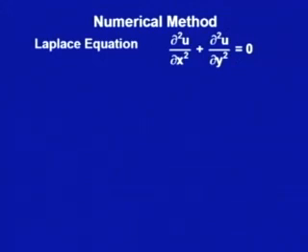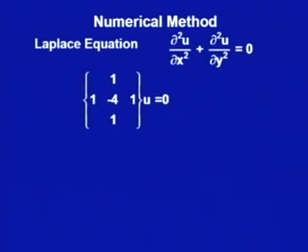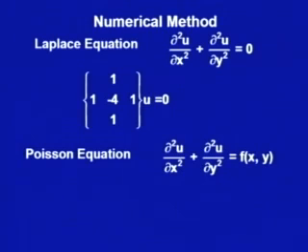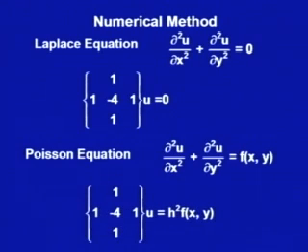In the last lecture we learned a numerical method to solve the Laplace equation, del 2u over del x2 plus del 2u over del y2 is equal to 0, using a 5-point discretization formulation as 1 1 minus 4 1 1 u is equal to 0. Similarly, for the Poisson equation, del 2u over del x2 plus del 2u over del y2 is equal to f(x,y), we can discretize again using the same kind of discretization, 1 1 minus 4 1 1 u is equal to h square times f(x,y).